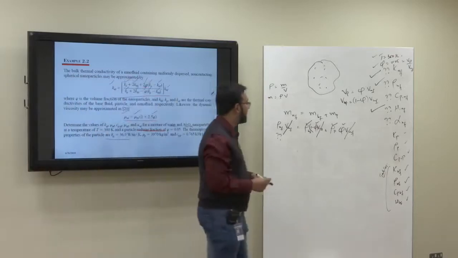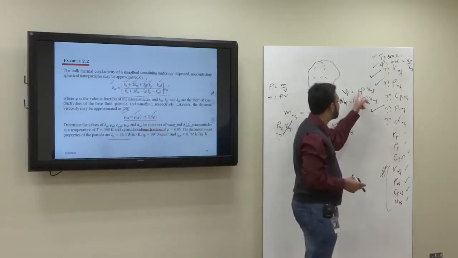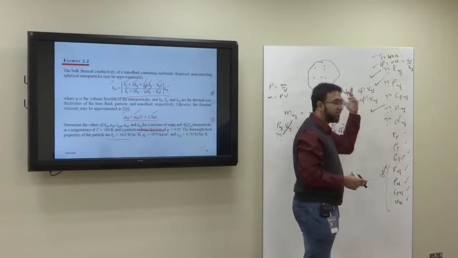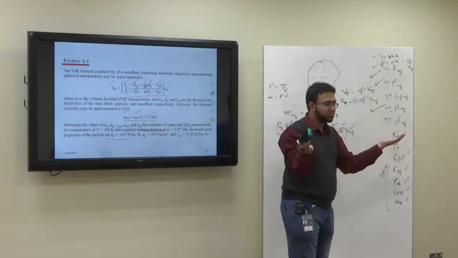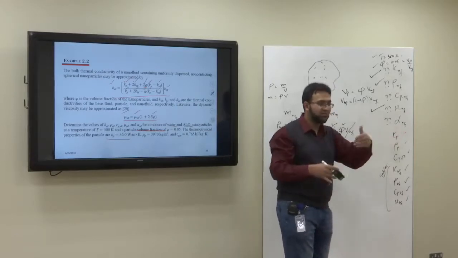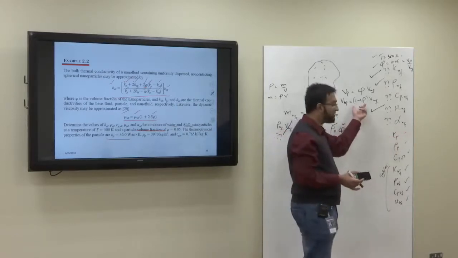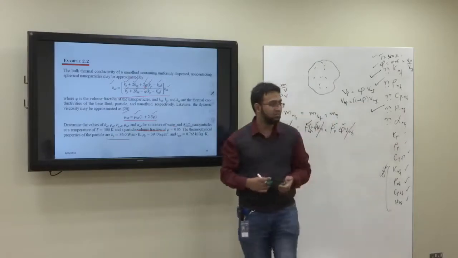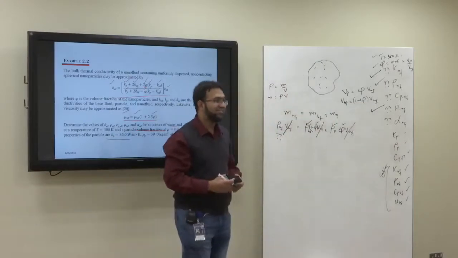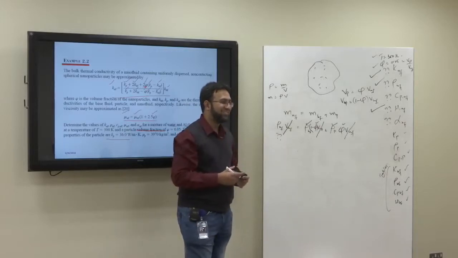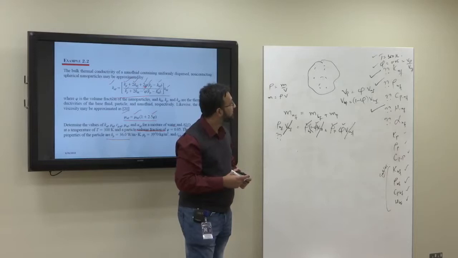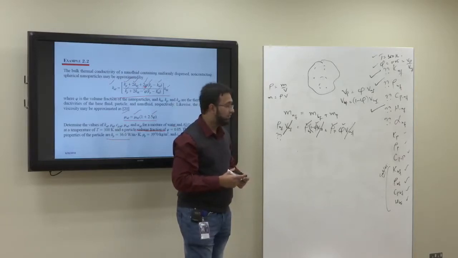Look, the thing is that if phi is 5%, then the remaining is the base fluid, total is 100%. So the remaining is 1 minus 5%, which is 1 minus phi. Can I minus with 100 if it's like 50%? No, don't do it like this.